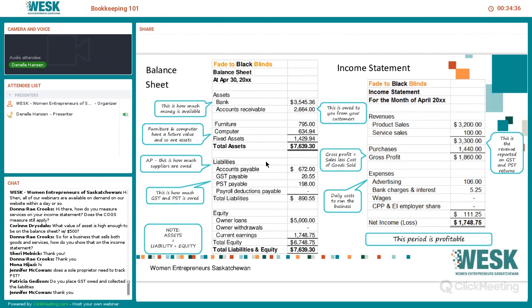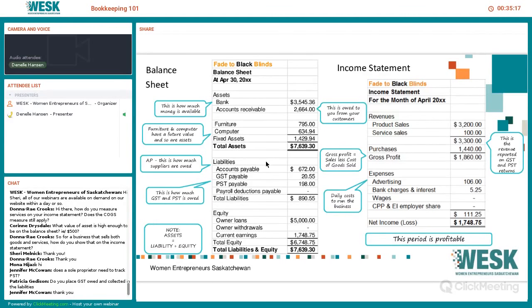Okay, so then on the income statement, you can see here we have the product sales, the service sales, so there's our total revenues, and then our purchases, so then our gross profit. So that's where I was saying that in this case we're showing two different types of sales, and then whatever we purchased in the year, so that's our gross profit for what we've sold and what we've had to pay to get there. And then all the other daily costs and expenses. So for this period of this little company here in April, they're making money of $1748.